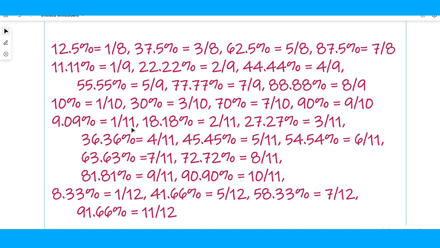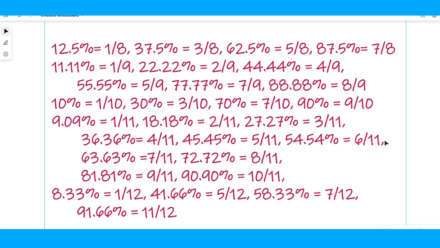9.09% is 1 upon 11. Double of it is 18.18%, which is 2 upon 11. Then 27.27% is 3 upon 11. 36.36% is 4 upon 11. 45.45% is 5 upon 11.